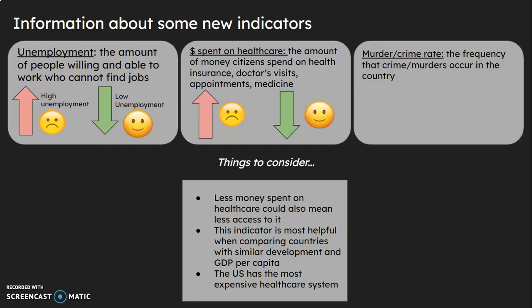Another number we can look at is murder and crime rate, the frequency that crime or murders occur in the country. So what do we think? Would low crime rates be a good thing or a bad thing? Of course, low rates are going to be good. That means there is less murder and less crime happening in that country. And the opposite, the more crime, of course, that is not such a good thing for a community.